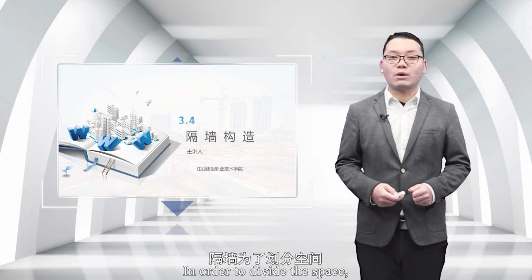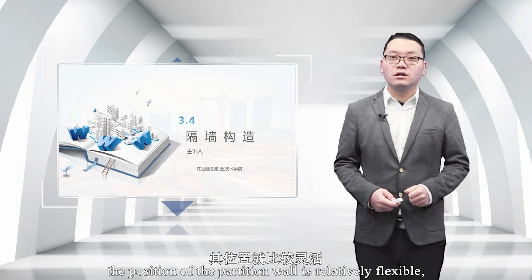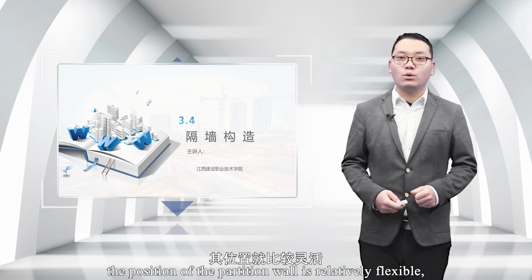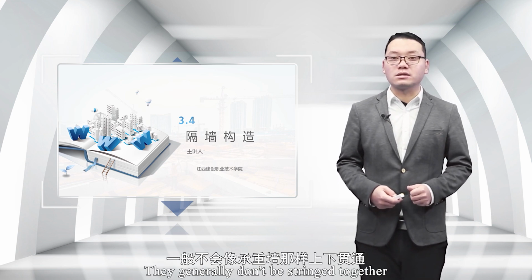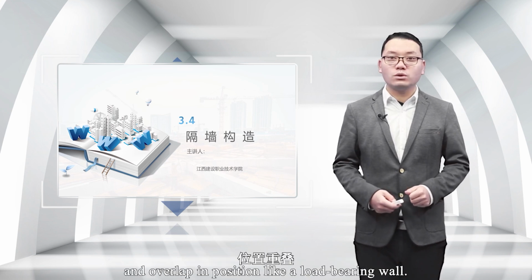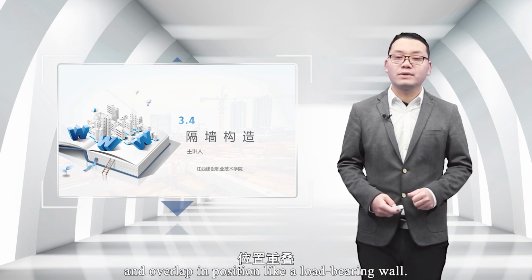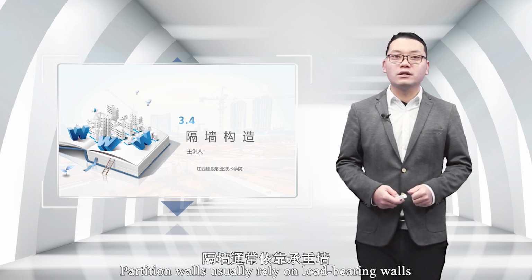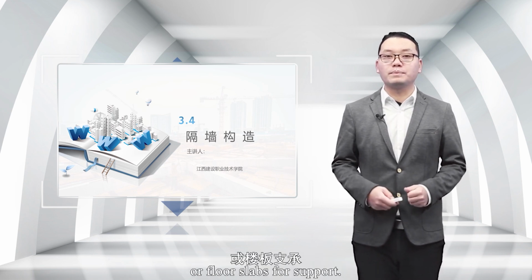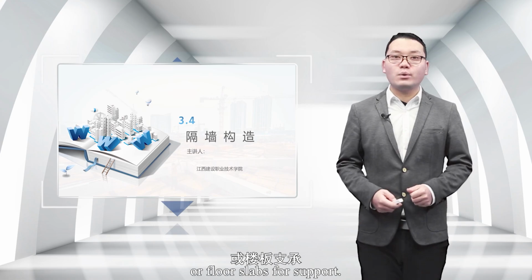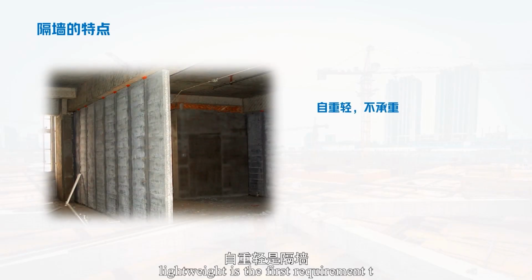In order to divide the space, the position of the partition wall is relatively flexible. They generally don't line up and overlap in position like a load-bearing wall. Partition walls usually rely on load-bearing walls or floor slabs for support. Therefore, lightweight is the first requirement that partition walls should meet.